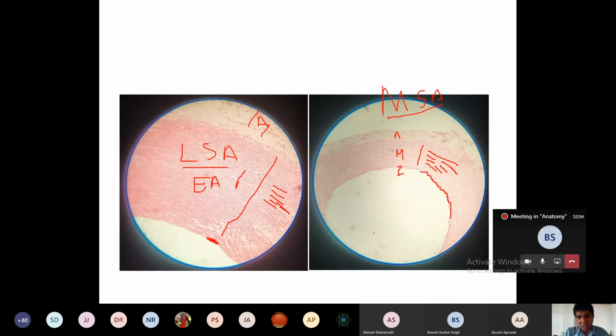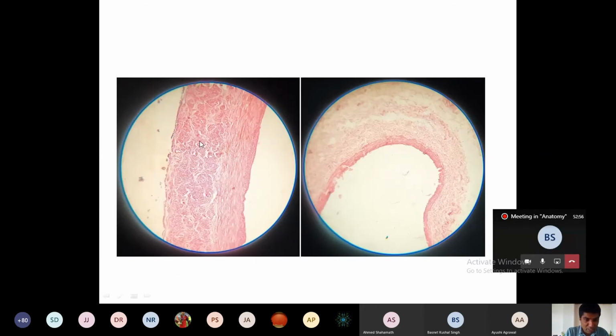Very strong point. Now come to the vein. This one is the large size vein. Large size vein, cardinal feature in the tunica adventitia: you can see the longitudinal arrangement of the smooth muscle fiber. See here, all these are smooth muscle fibers arranged longitudinally, and within this you can see small blood vessels also, vasa vasorum. And tunica media is comparatively thinner than the tunica adventitia here, and this one is the tunica intima. So this is the cardinal feature here. You can write this point: longitudinally present muscle fiber in the tunica adventitia.